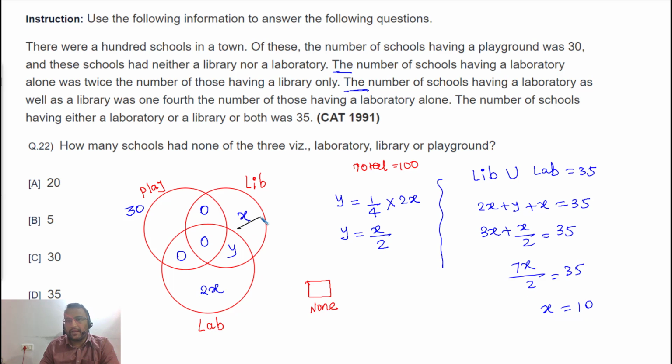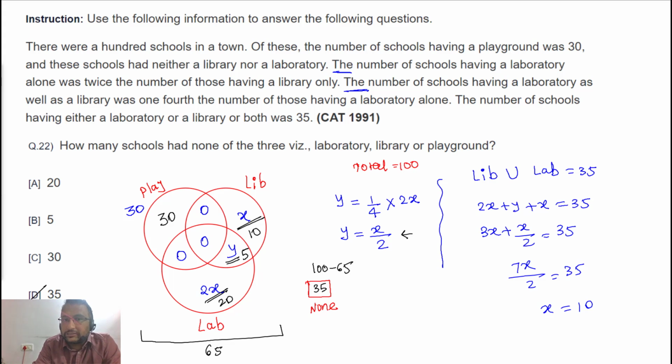So we got X is equal to 10, which means this portion is 10, this region is 20. The value of Y is equal to X divided by 2, 10 divided by 2, so the value of this region is 5. And the value of this region is going to be 30. Only playground is 30. So how many schools are there in this Venn diagram? 30 plus 30, 65 schools are there in this Venn diagram. It means 100 minus 65, 35 schools are out of this Venn diagram, meaning 35 schools do not have any one among these three. This is how we can solve question number 22.